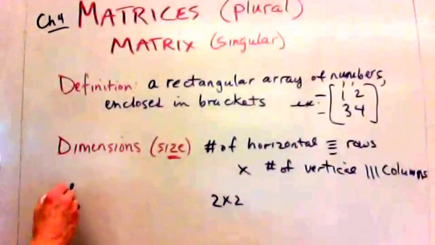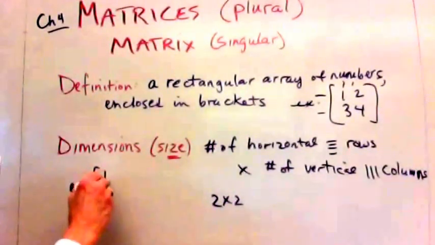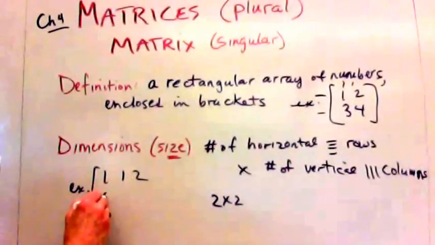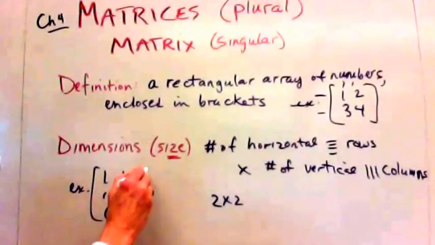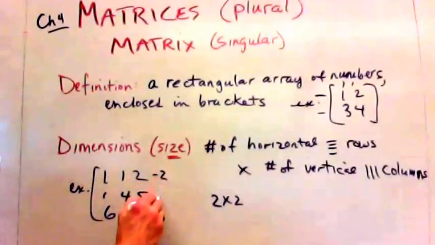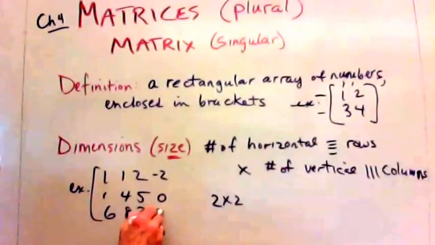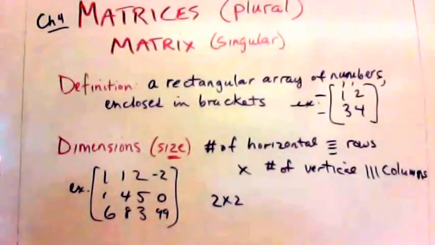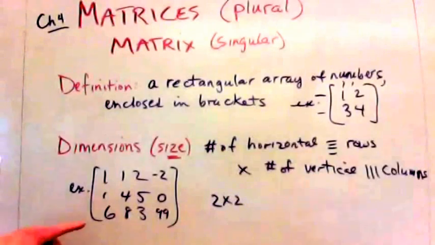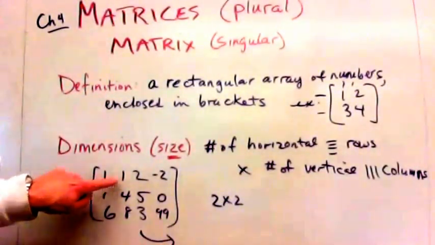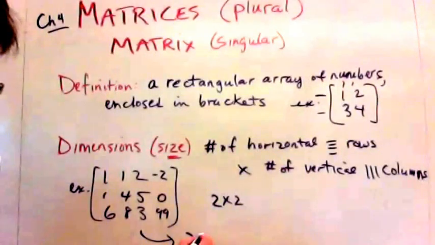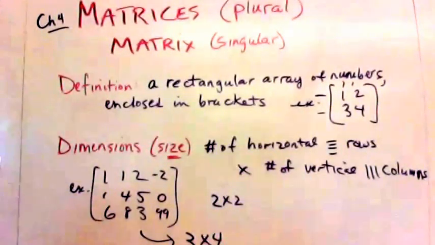Let me give you another example. If you had 1, 2, 1, 1, 4, 6, 8, 3, and let's add a -2, a 0, and a 99, just for fun, because we can. If you looked at the dimensions of this, you would say it has 3 rows and 4 columns, so it would be a 3 by 4. Everybody see that? 3 by 4.